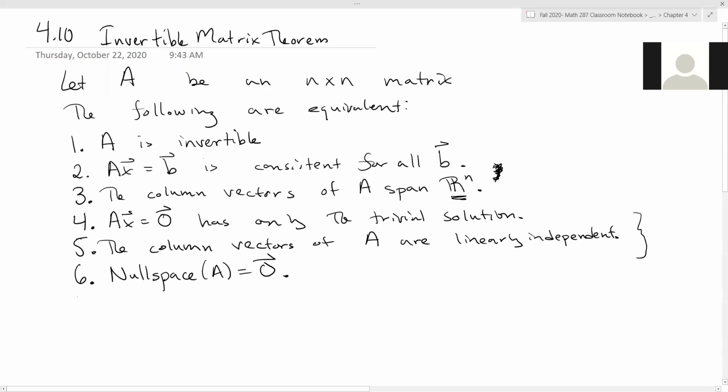All good there? Now, since we know that statement 5 is true, and we know that 3 is true, what we know also is the column vectors of A form a basis for Rn.